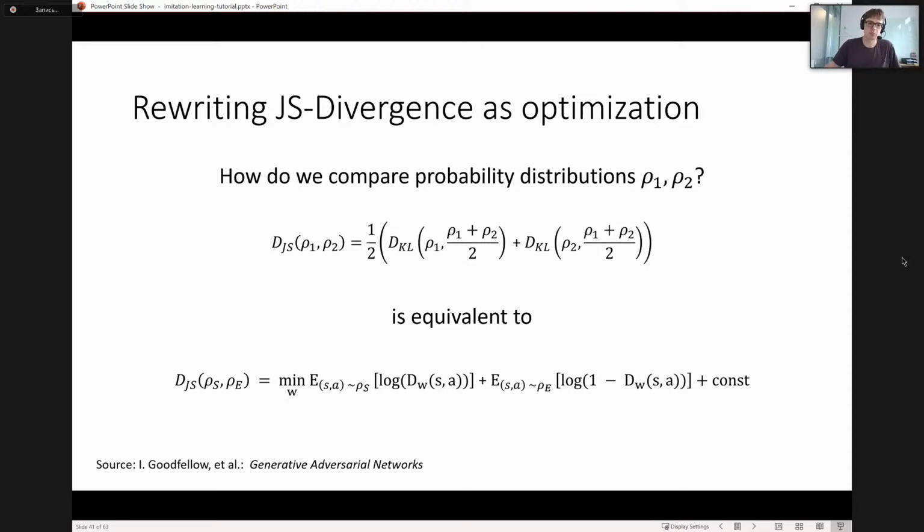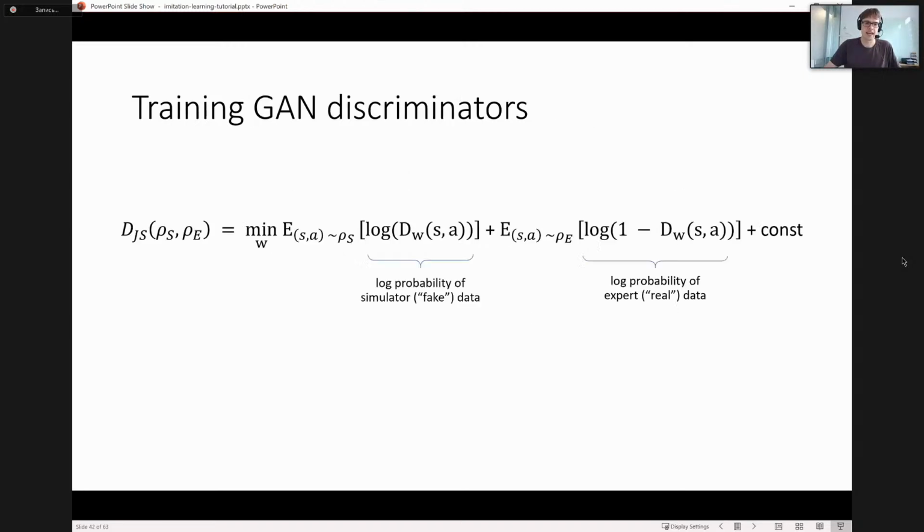Okay, so this bit of math says that I can write this divergence as an optimization problem, which involves expectations. The reason this is important is that this way of writing the Jensen-Shannon divergence gives me a handle on actually minimizing it in practice. It gives me a way of defining an algorithm for minimizing the Jensen-Shannon divergence. Okay, so let's start by training the discriminator.